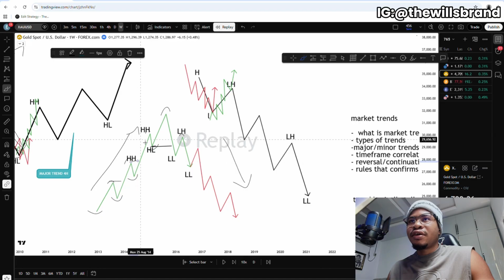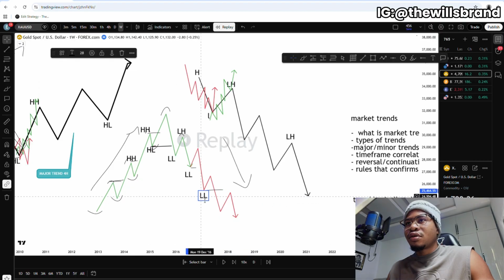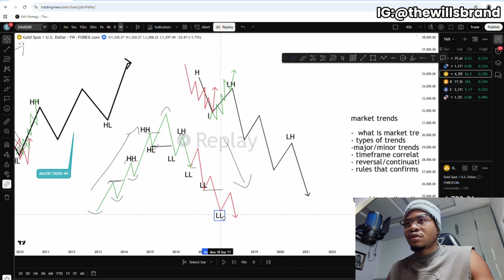higher highs. All right, for continuation of an uptrend, the market has to break what? Previous higher highs. For continuation of a downtrend, the market has to break previous lower highs. Let me take this small. Do you understand it now?